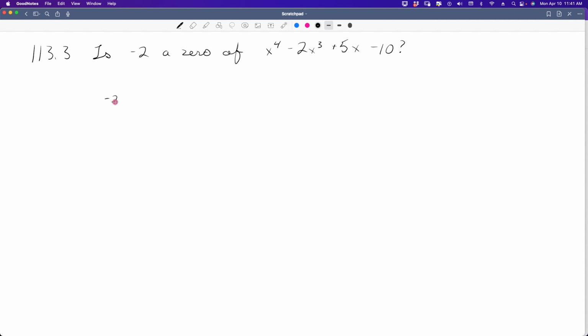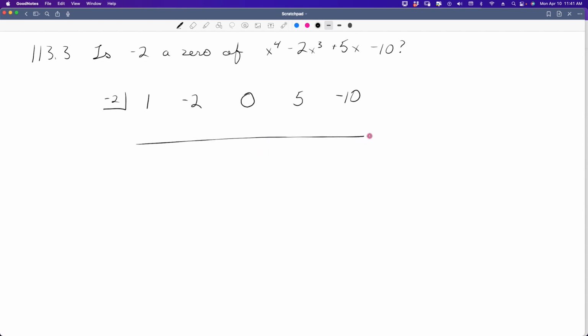So we're going to take -2, and we're going to arrange these in the proper order. x to the 4th, well, actually it is in the proper order, we're just missing the 1. So we have x to the 4th, that's a 1. Then we have a -2 for x^3. We don't have an x^2, so we put 0 in. And then we have a 5 for the x and a -10 for x to the 0.